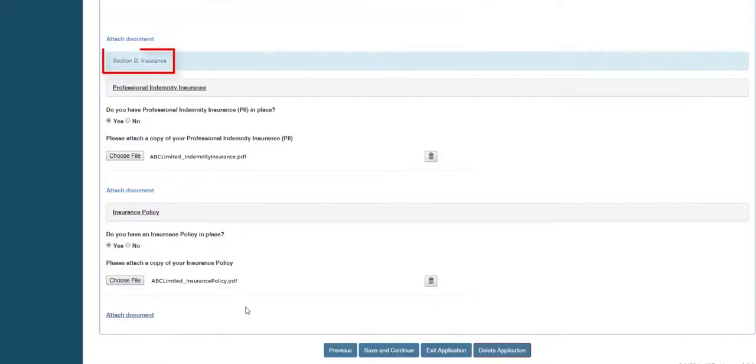Section B. Insurance. If the applicant has a professional indemnity insurance, this has to be disclosed, and a copy of the insurance policy is to be uploaded. Any other insurance policy that the applicant has entered into with third parties has to be disclosed, and a copy of the insurance policy is to be uploaded.